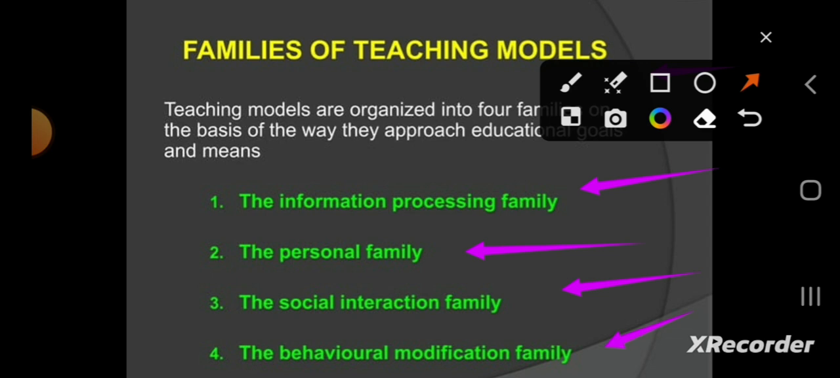The behavioral modification family. Models in this category focus on changing student behavior through reinforcement and punishment. They rely on clear objectives, observable behaviors, and systematic interventions. Techniques often include setting specific behavior goals, providing rewards for desired behaviors, and applying consequence for undesired one. Each family represents a different approach to teaching tailored to specific aspects of the learning process and student needs.